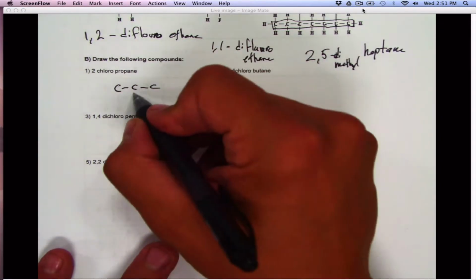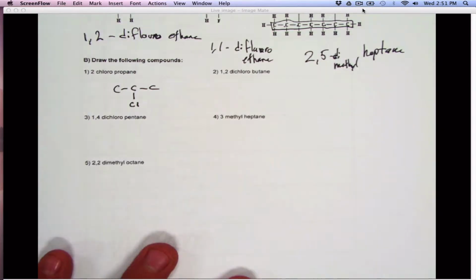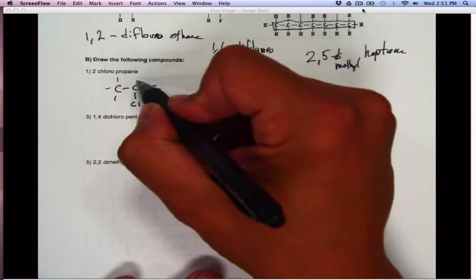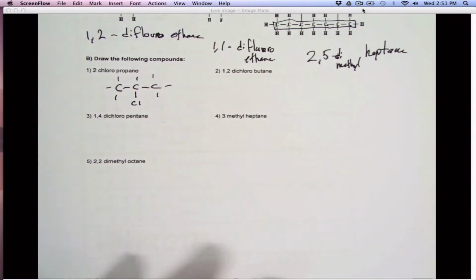2-chloro tells me about the second one. I have a chlorine. It could be top or bottom. Doesn't matter. And don't forget the hydrogens are here. I'm just not drawing all of them. You should realize that they're there.